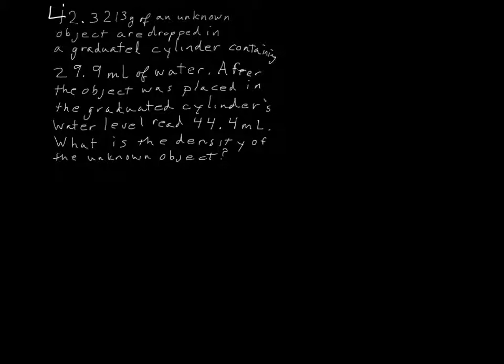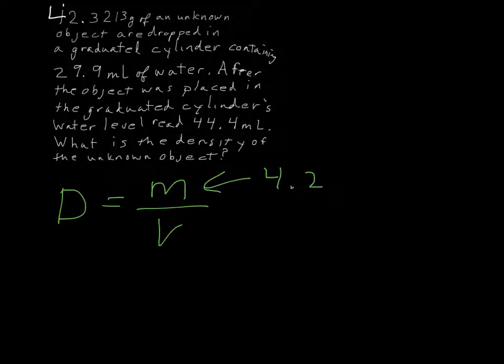42.3213 grams of an unknown object is dropped in a graduated cylinder containing 29.9 milliliters of water. After the object was placed in the graduated cylinder, the water level read 44.4 milliliters. What is the density of the unknown object? To solve for density, I need a mass and a volume. The problem gave me the mass with no trouble.